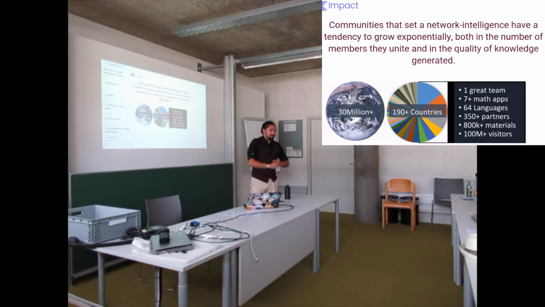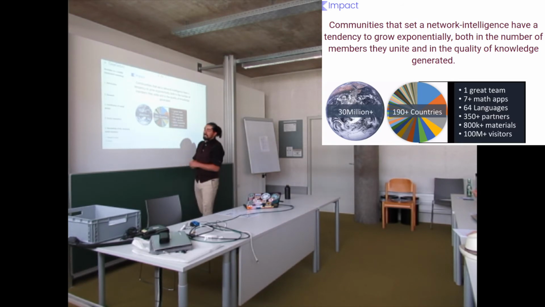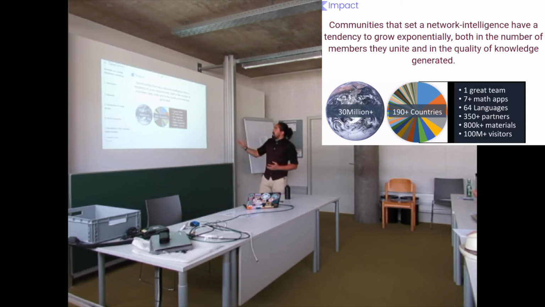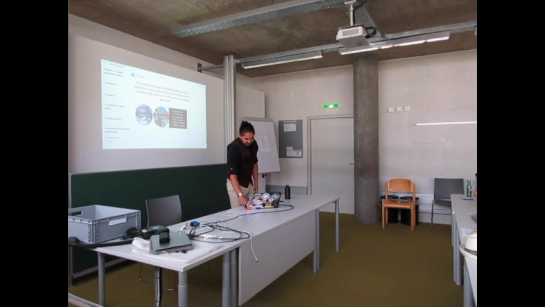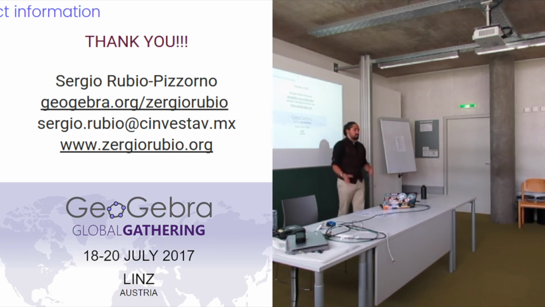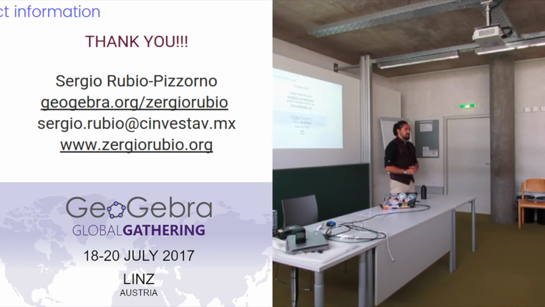An outcome from this social structure is the impact of the community. Yesterday, Stephen showed us these statistics. Communities that set up a network intelligence have a tendency to grow exponentially, both in the number of members, for example, 30 millions or more, and in the quality of the knowledge generated. Okay, for example, there are a lot of materials, maybe good ones, maybe not good ones, but we have a lot of knowledge construction generated. Okay, and this is more or less my anthropological analysis of the GeoGebra community.